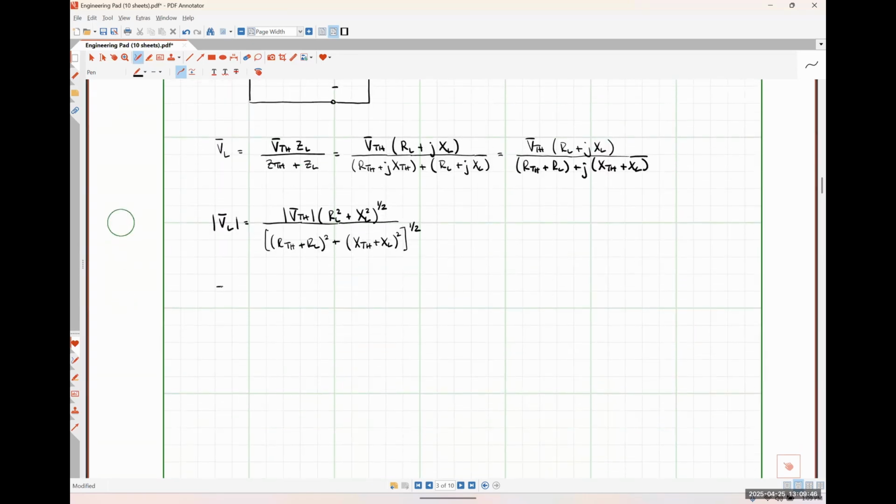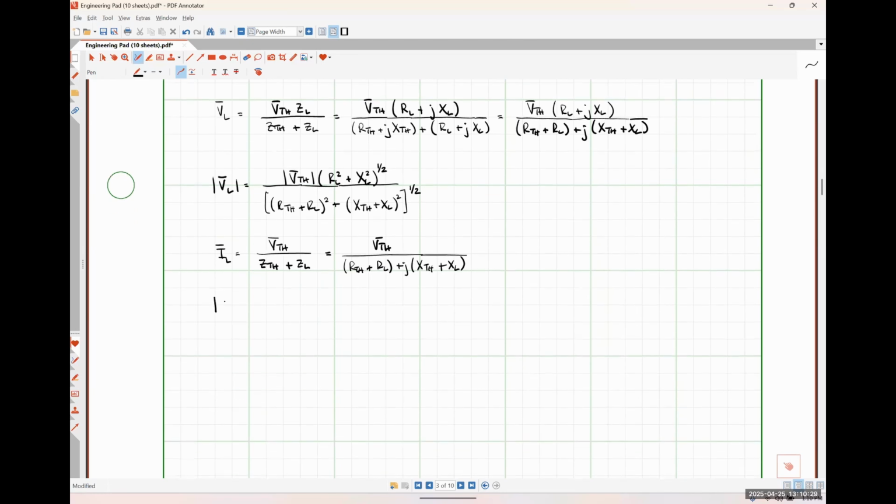So using simply Ohm's law, I could say that IL is just going to be VTH over ZTH plus ZL. And jumping over that intermediate step, since it's effectively the exact same thing that we just did, this is going to come out looking like VTH over RTH plus RL plus J XTH plus XL.